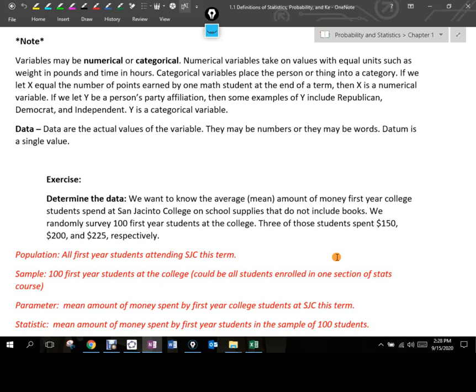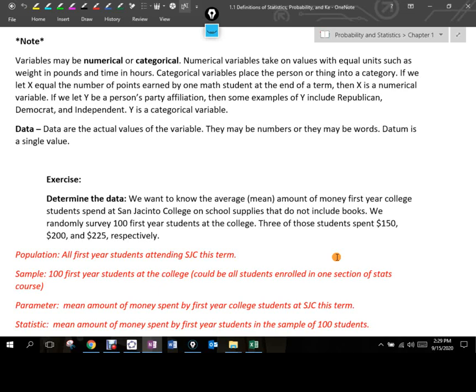If we let X equal the number of points earned by one math student at the end of a term, then X is a numerical variable, okay? So age, grade point, income level, those are quantities, so they're numerical. It says if we let Y be a person's party affiliation, okay, so if you're Republican, Democrat, Independent, those are categorical, right? There's no number attached to those, so a lot of the calculation stuff might be difficult there, but like I said, we'll experience that stuff later on.